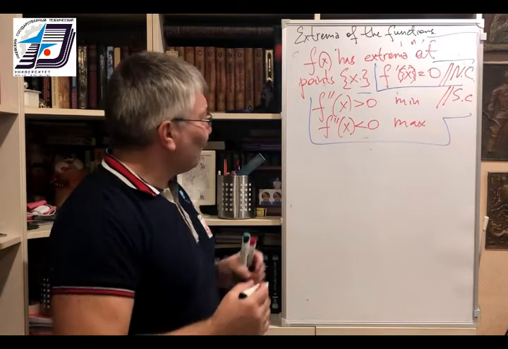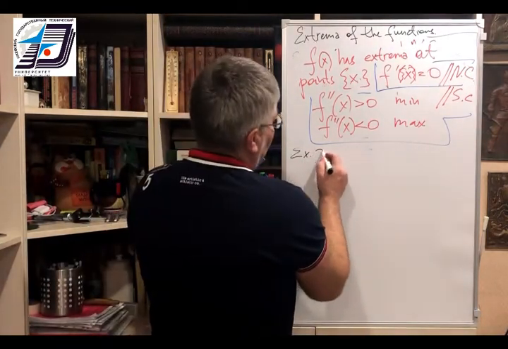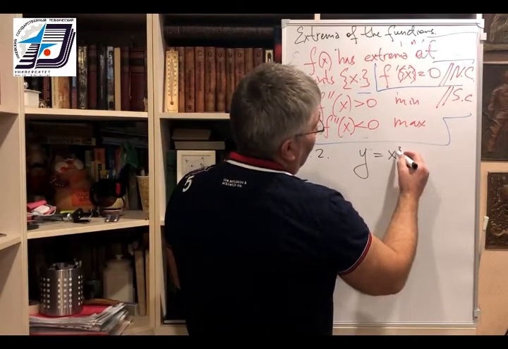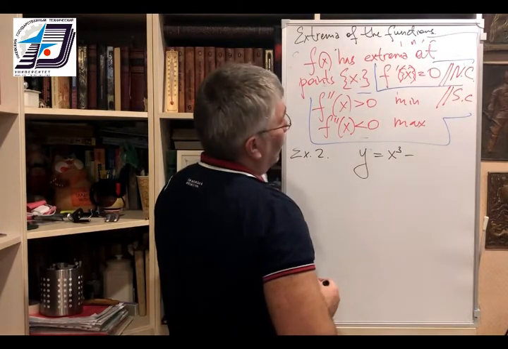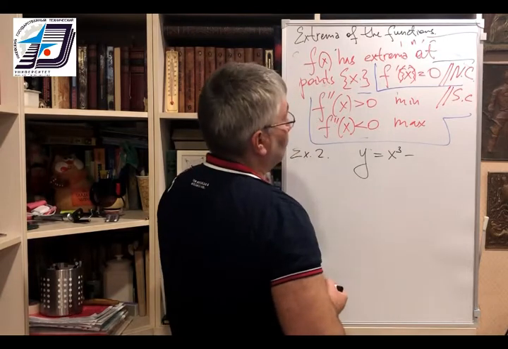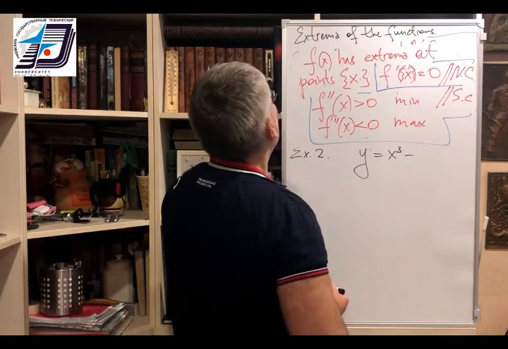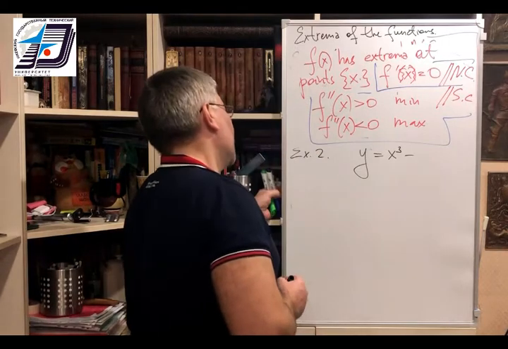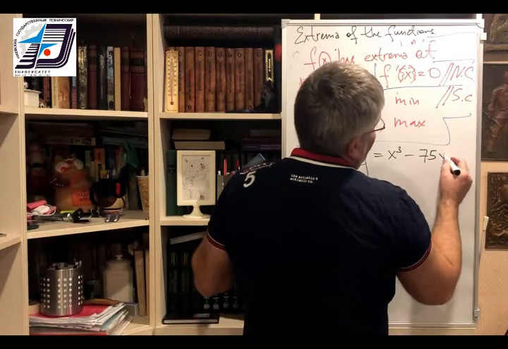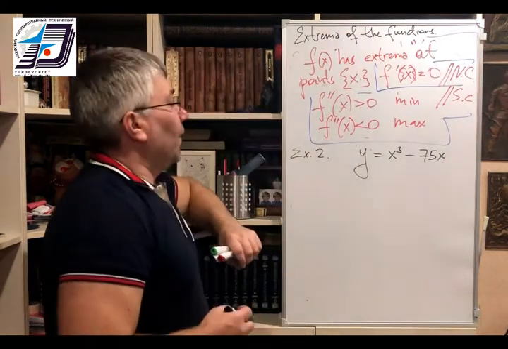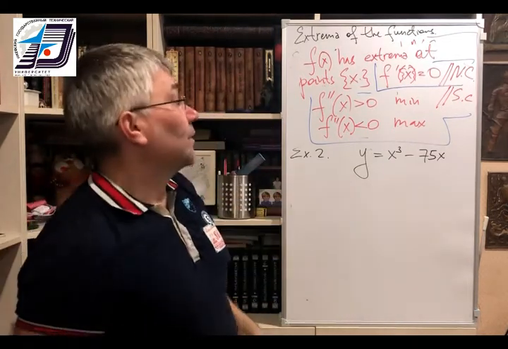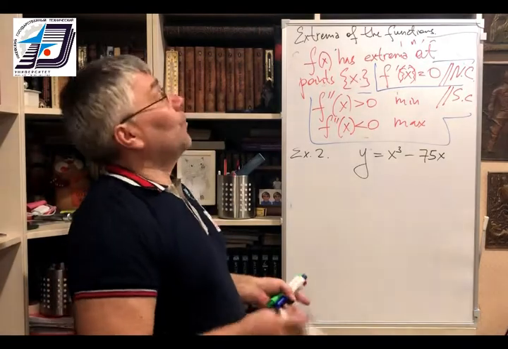Next example. Example 2. We have a given function x cubed minus, for example, 75x. Okay. So I want to define if it has maximums or minimums.